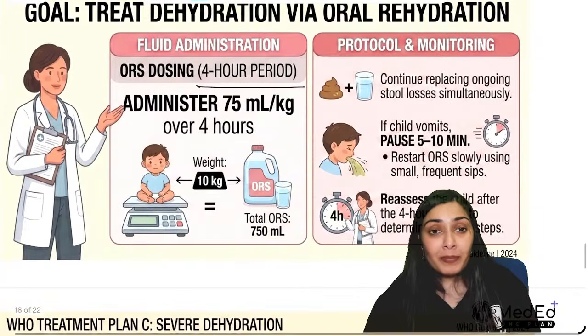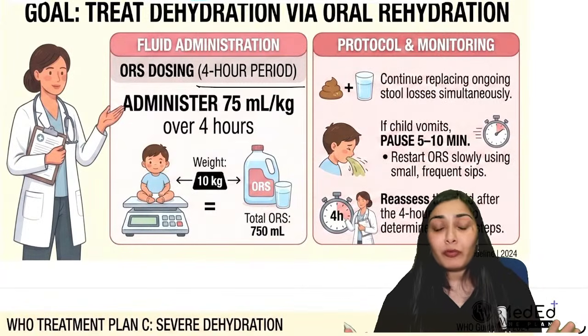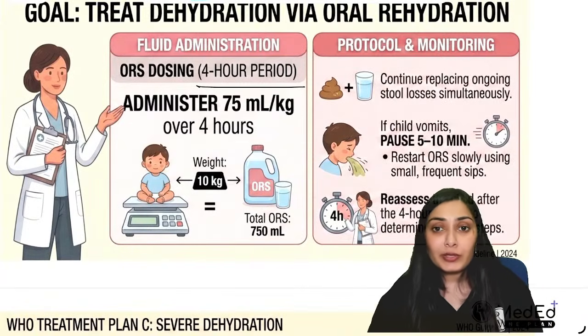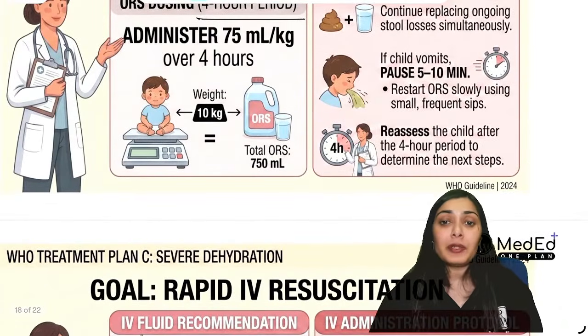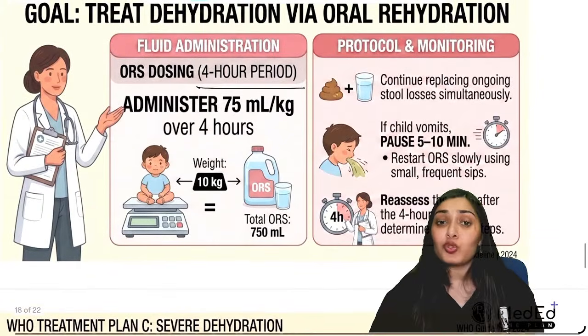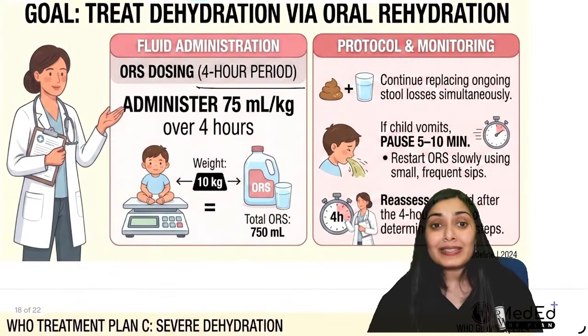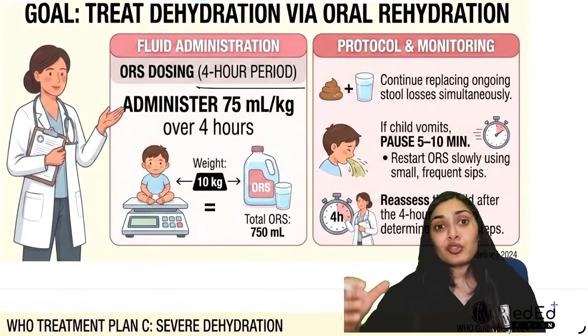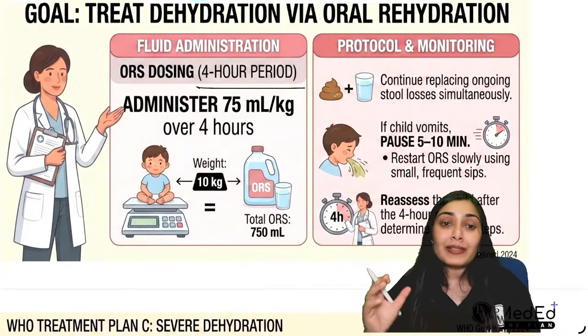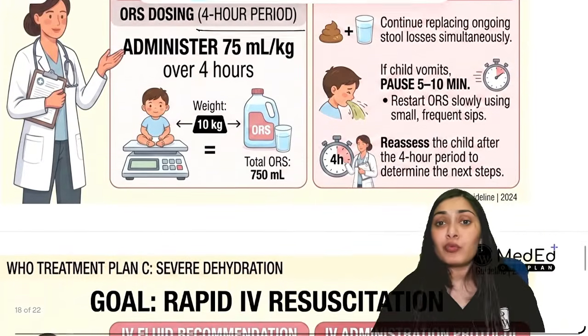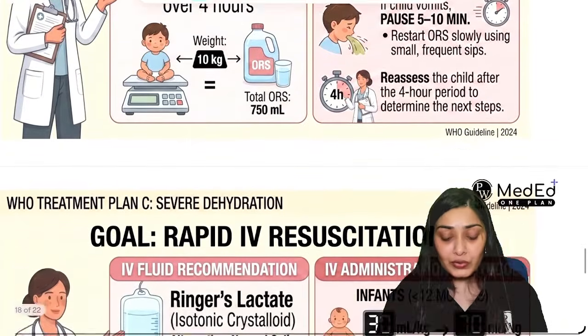If the child vomits taking ORS, then you pause for 5 to 10 minutes and then restart ORS slowly using small frequent sips. And after the 4-hour period, you again reassess the child to check the level of dehydration. If the child is still in some dehydration, you continue this dehydration therapy. And if the child's dehydration is gone, you can continue with just replacing the ongoing losses.